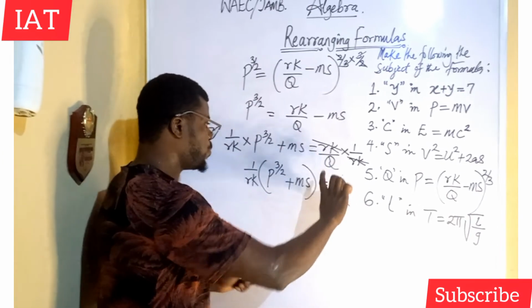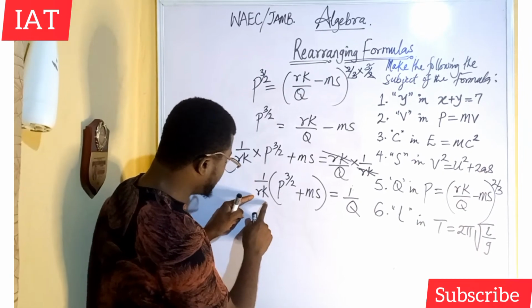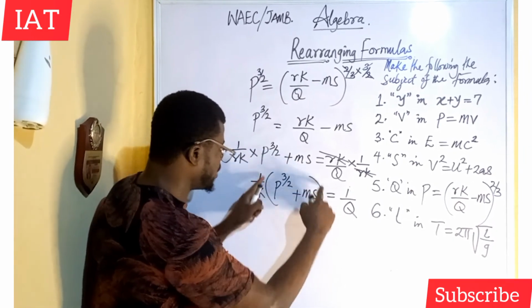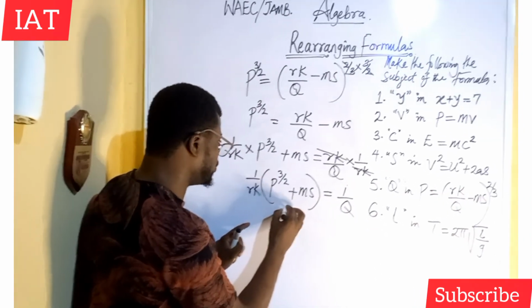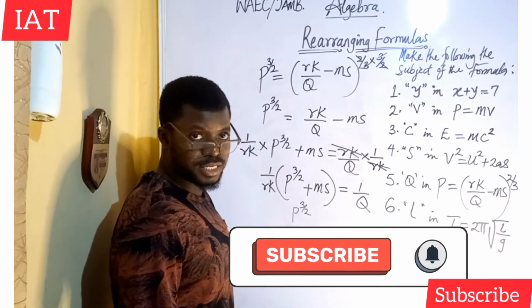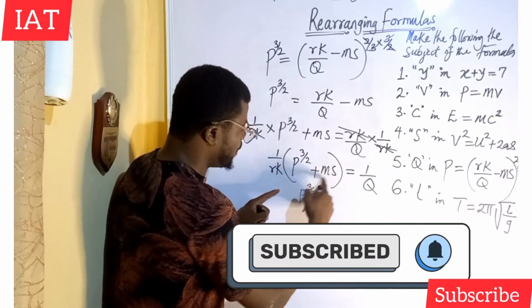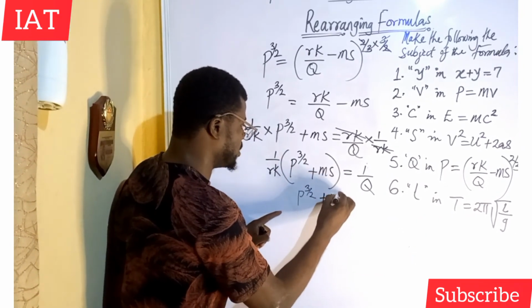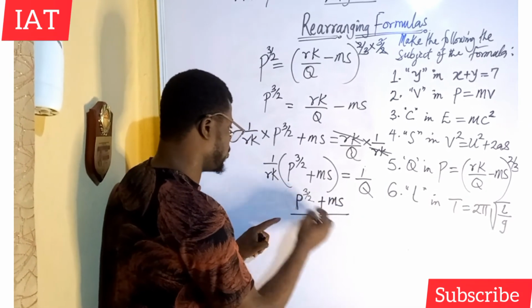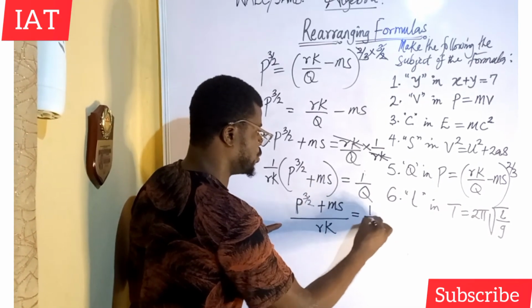The last step now, we're going to flip everything. Notice that 1 over arrow k multiplied by this is the same thing as 1 multiplied by the whole of this, which is the same thing as p to the power of 3 over 2. Remember, 1 multiplied by any quantity is still that quantity. So 1 multiplied by p to the power of 3 over 2 plus ms will be every of this quantity here, divided by this particular quantity, which is arrow k. This will be equal to 1 over q.